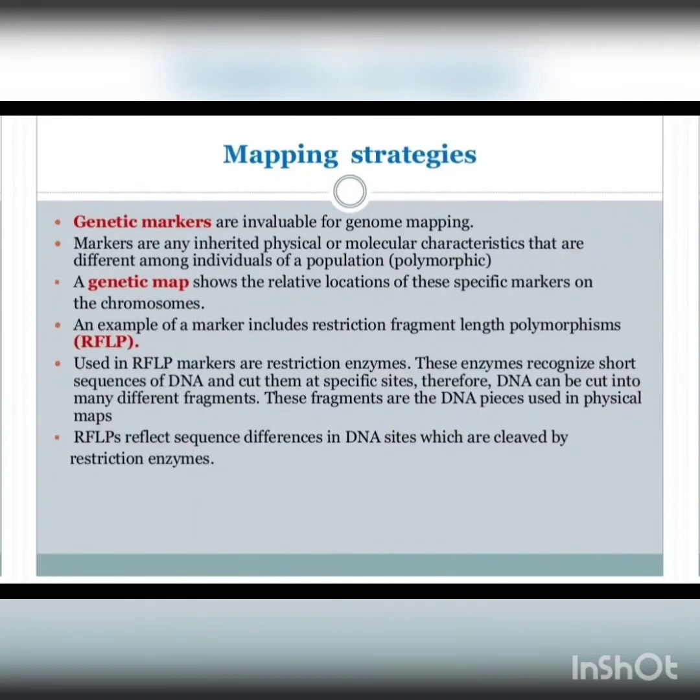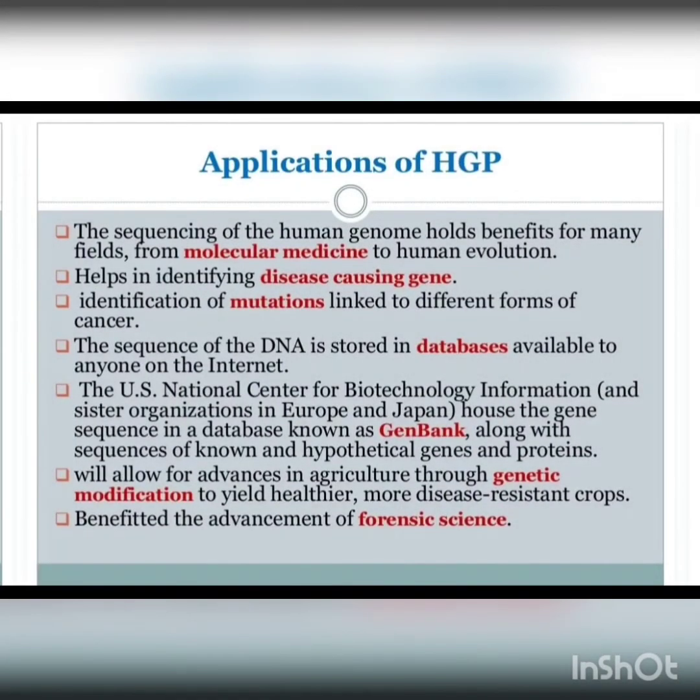And the last one is applications of HGP. The sequencing of the human genome holds benefits for many fields, from molecular medicine to human evolution. It helps in identifying disease-causing genes and identification of mutations linked to different forms of cancer. The sequences of the DNA are stored in databases available to anyone on the internet.